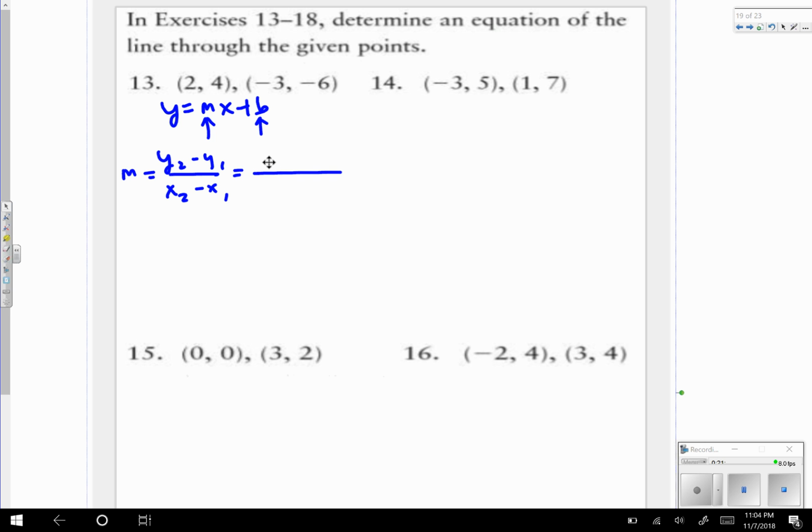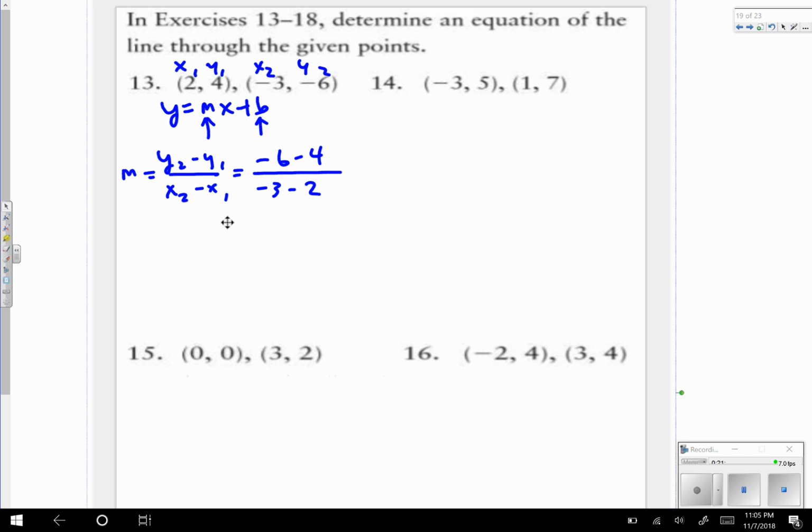So now you just plug numbers in. So x1, y1, x2, y2. So you're going to plug numbers in. So y2 minus y1 over x2 minus x1.